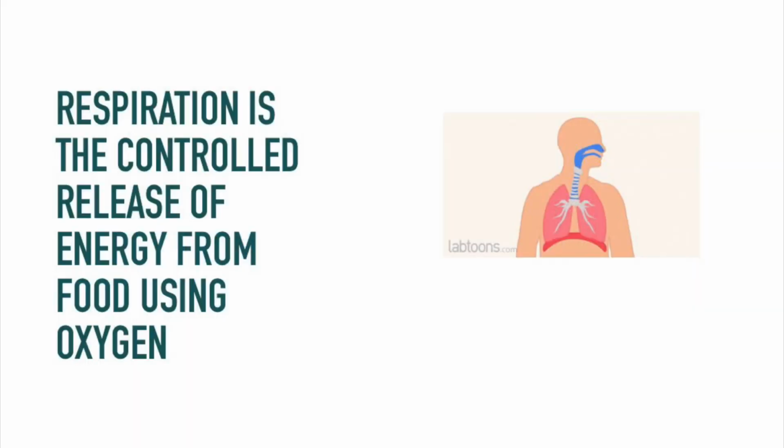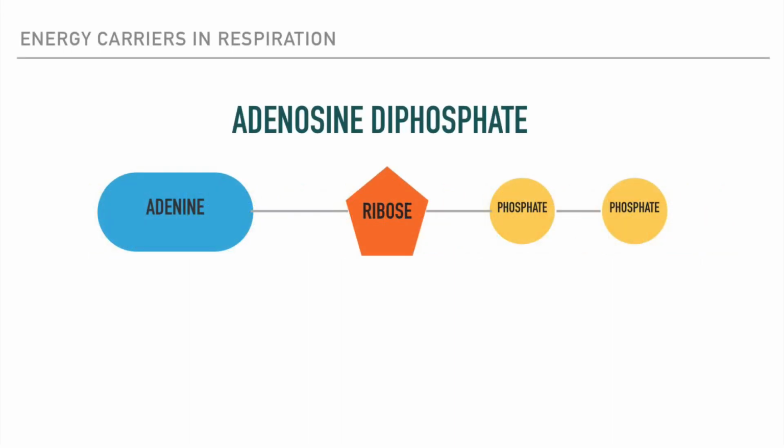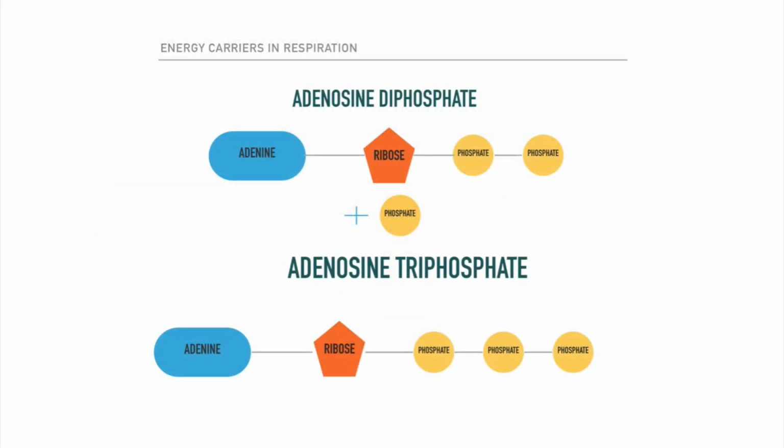Respiration. Respiration is the controlled release of energy from food using oxygen. Energy carriers are small molecules that help to transport other molecules and to produce energy. Adenosine diphosphate, also known as ADP, is a low-energy molecule composed of adenine, ribose, and 2 phosphates. When another phosphate is added, ADP turns into adenosine triphosphate, or ATP. ATP is a high-energy molecule.